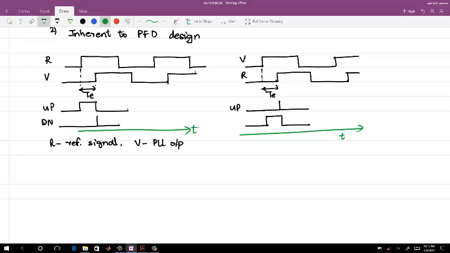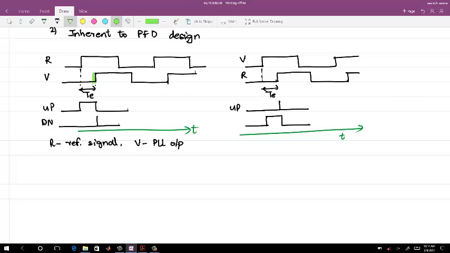Let me go one by one. In the first case, where the R signal is leading the V signal, up is going high, and up is getting filtered and changing your control voltage, right? Now as up changes the control voltage, the oscillator frequency and phase both change. What will happen to the V signal? Instead of coming here, as I'm showing right now, it can be somewhere here. Again, depending on the speed of the feedback, V can be changing.